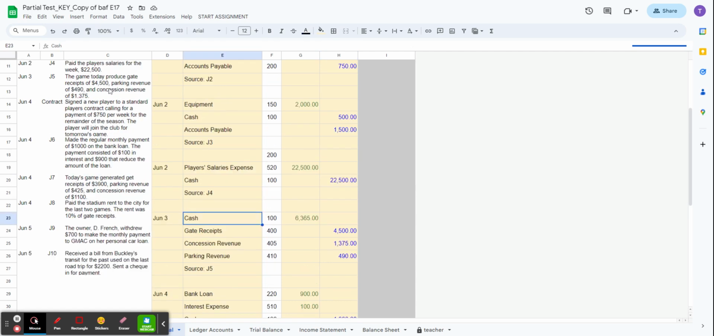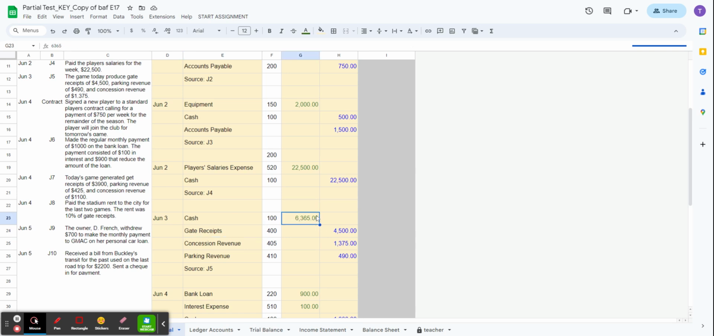Next up, this was a little bit confusing. I got some questions on this. It says that we produced a gate receipt of this much, parking revenue, this much, concession revenue, this much. So even though it doesn't say so, the gate receipt is also a source of revenue, right? The other two are pretty obvious because they say revenue right there in the account names. But the gate receipt is also revenue because that's showing us how much money we got selling tickets.